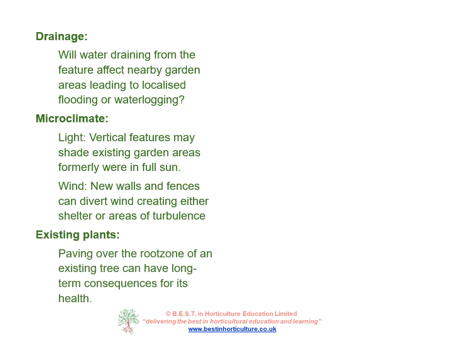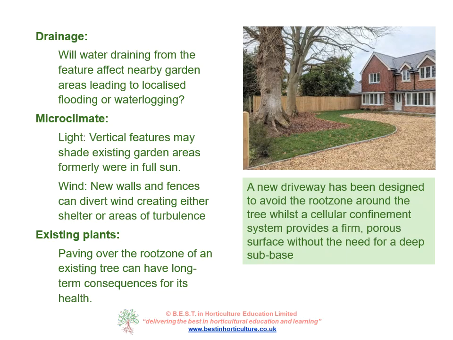Thinking about existing plants, paving over the root zone of an existing tree can have long-term consequences for its health. Impermeable paving will cut down on oxygen and water entering the soil and thus affecting the roots of the tree. In the example shown on the screen, a new driveway has been designed to avoid the root zone around the tree, whilst the cellular confinement system provides a firm, porous surface without the need for a deep subbase.